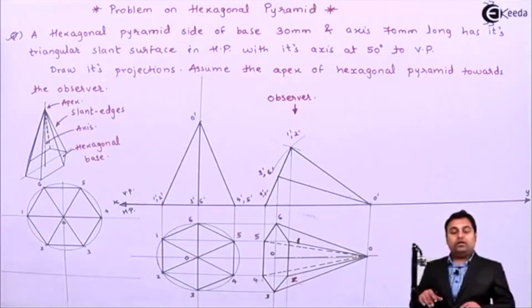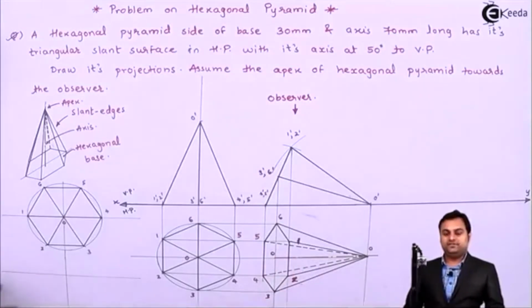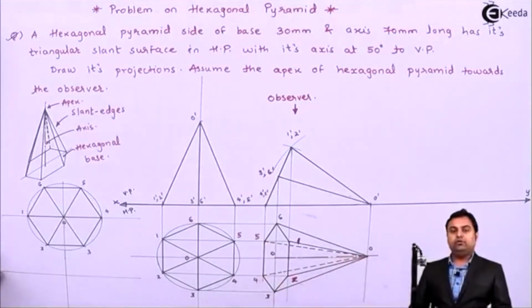Now, if we are looking from the top, in that case, the triangular face on which the pyramid is resting, that is O45, will not be visible. So it is hidden here. This is the top view.